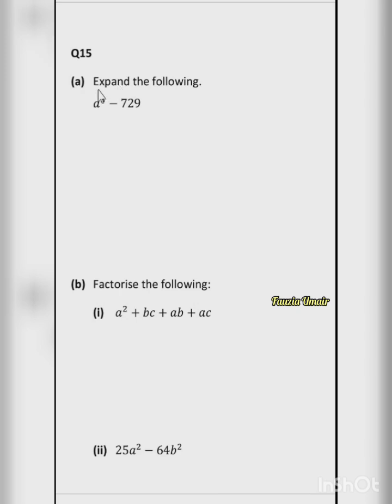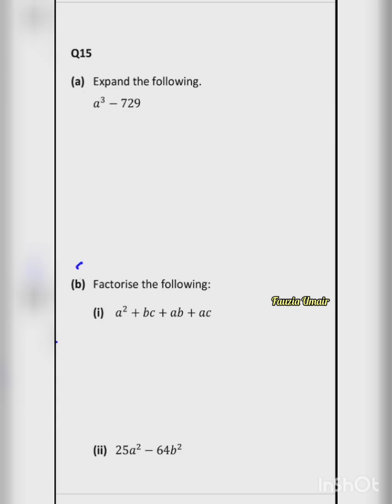I think so, there is a second one. So basically, expand is used for removing the bracket. But here there is no bracket. So then how can we expand? We cannot take common. We have to add a bracket, like a formula. A cube minus B cube is equal to A minus B into A square plus AB plus B square. That's right.